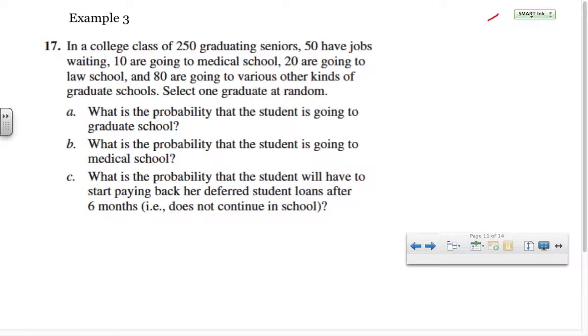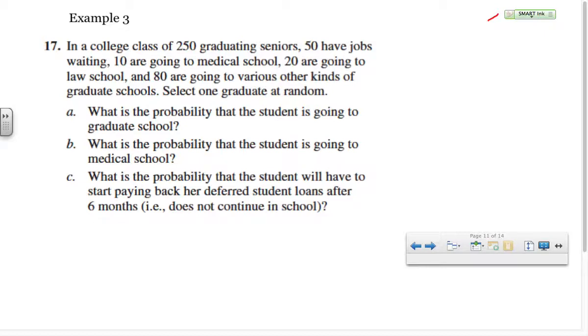Now, I want you to also notice that sometimes you have to know something about what's going on in the problem. So you know medical school and law school are both considered graduate schools. So when I ask a question about graduate school, you have to include those in there. So A says, what is the probability that a student's going to graduate school?